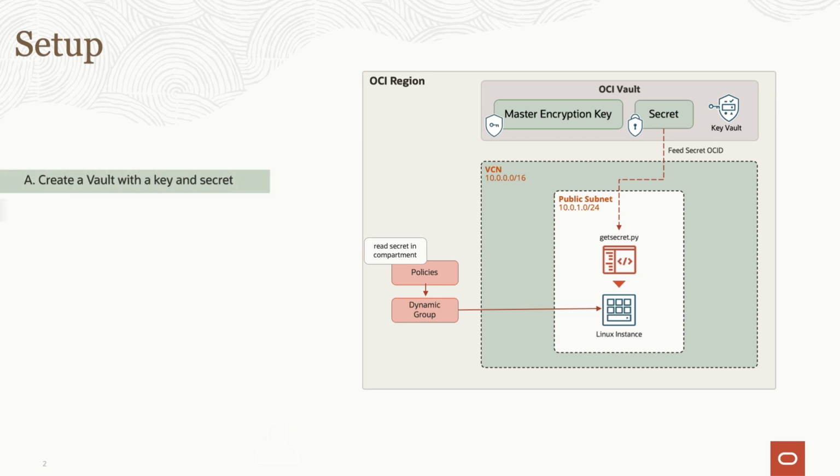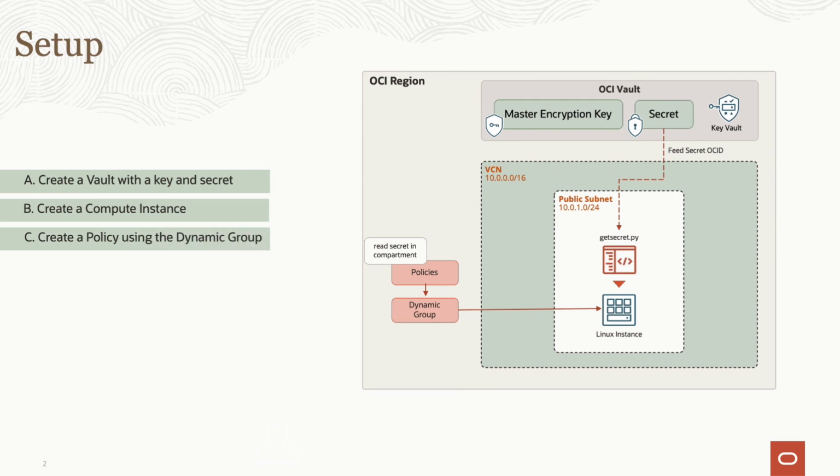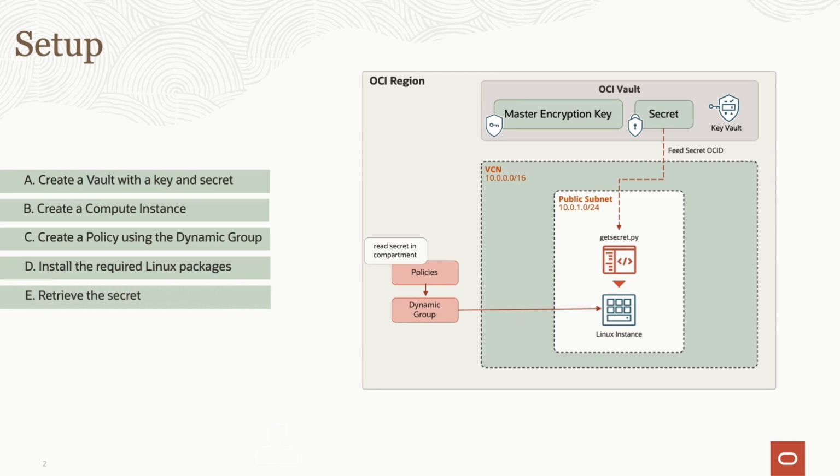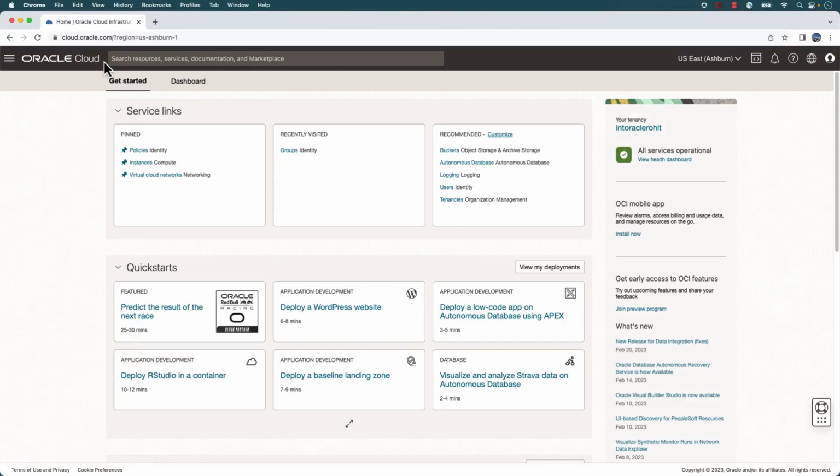First, create a vault with a key and a secret to store our sensitive data. Then, create a compute instance in a public subnet. Then, create a policy using a dynamic group to control access to the secret. After that, on the compute instance, we will install the required Linux packages and set up the environment. And at last, to retrieve the secret, we will download and execute the Python script on the compute instance. Alright, let's get started with the demo.